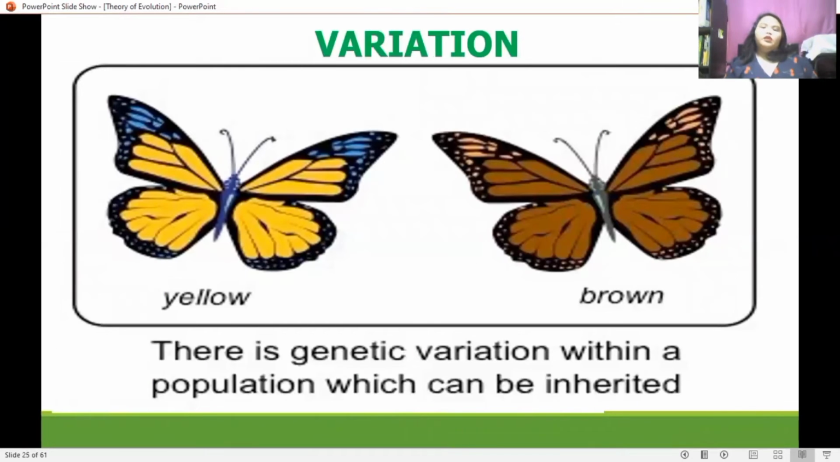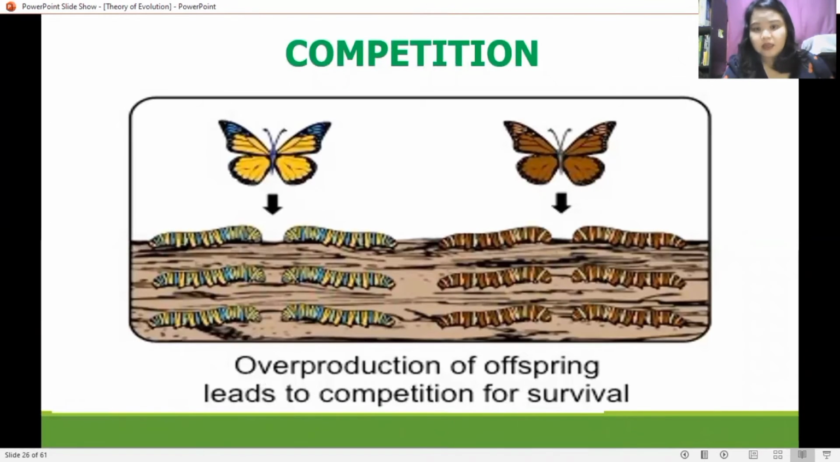When we say variation, let us say butterflies, there are yellow butterflies and then there are brown butterflies, right? White rabbit, black rabbit, for that example. And then from those variations and overproduction, there will be competition because, like I said, there is an overproduction. So the offspring or other species will tend to compete for space, for food, for survival.